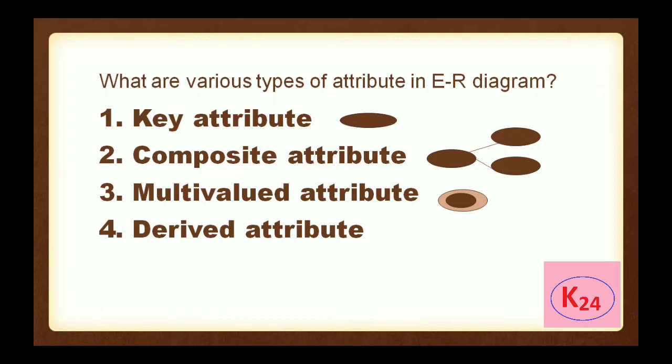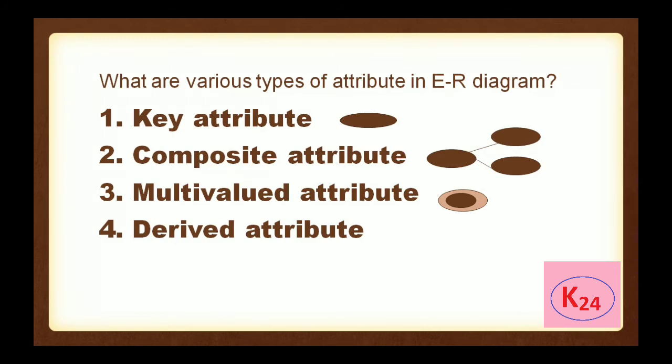Then second is composite attribute. Composite attribute means an attribute which can be further subdivided. For example, name. Name can be divided into first name and last name. So this is composite attribute, and it is represented by an attribute connected with other attributes.